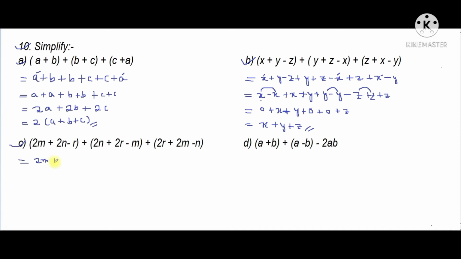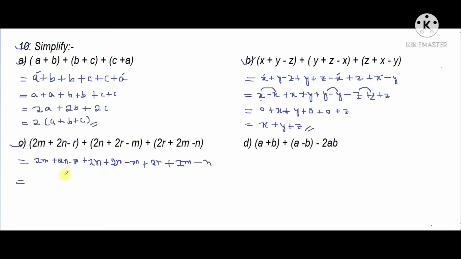2sm plus 2sn minus r, plus 2sn plus 2sr minus m, and plus 2sr plus 2sm and minus n, okay.